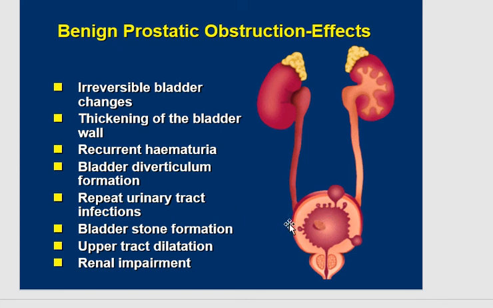Repeated urinary tract infection. Due to BPH, there is residual urine. The bladder is not evacuated 100%. There is residual urine, which leads to infection of the urine. And then, if this infection continues, bladder stones form. These are called secondary bladder stones. And if this back pressure continues, it will lead to back pressure in the ureters, causing dilatation and ultimately renal failure.